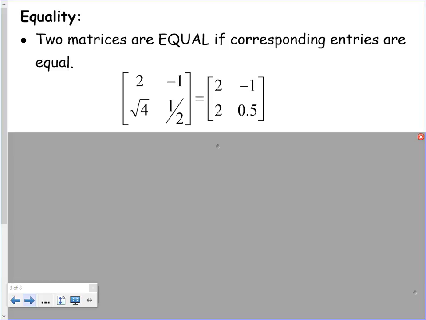Even though the second row looks a little bit different, we can argue that those matrices are really the same, correct? The square root of 4 is 2, and 1/2 is 0.5. So all of my corresponding entries are equal, therefore the matrices are equal.